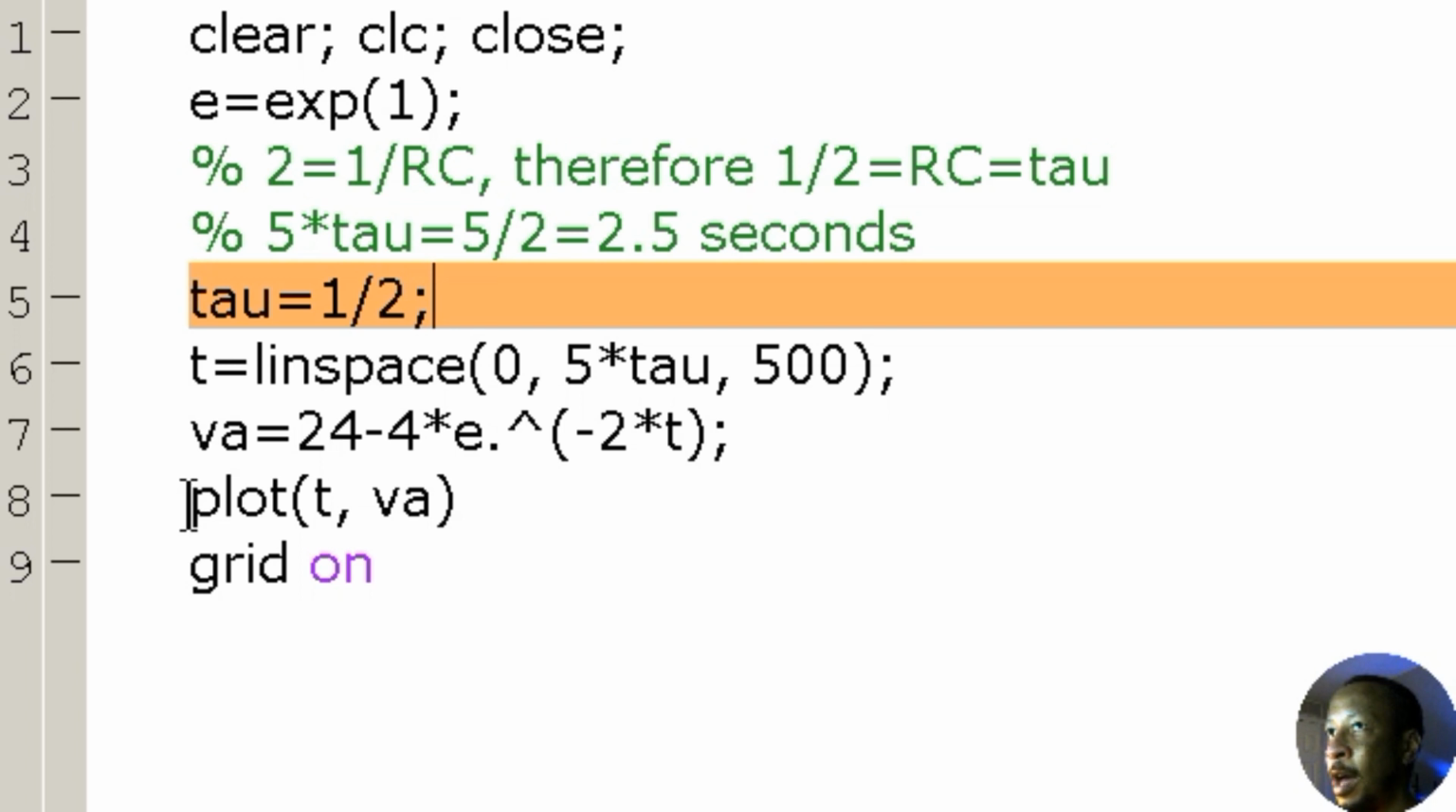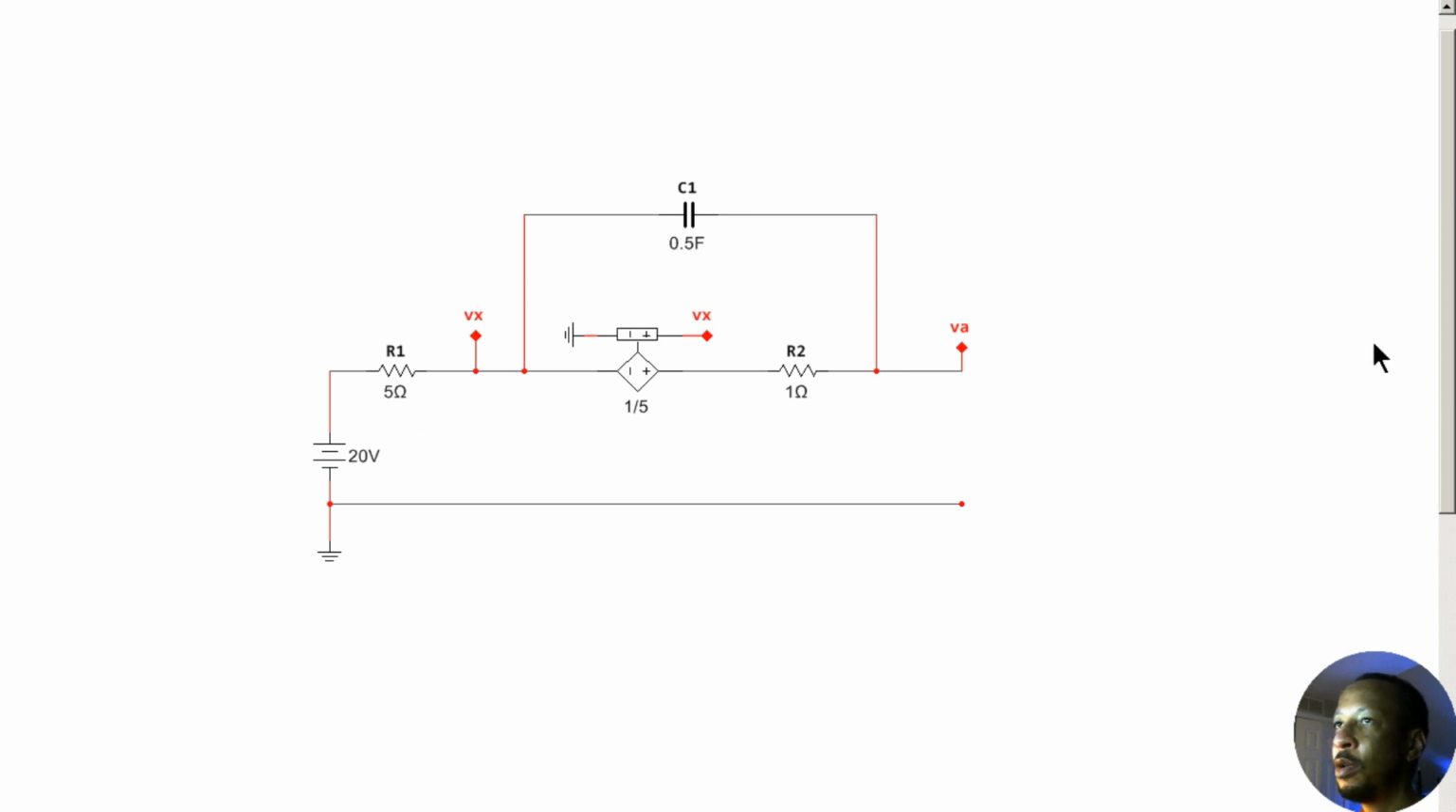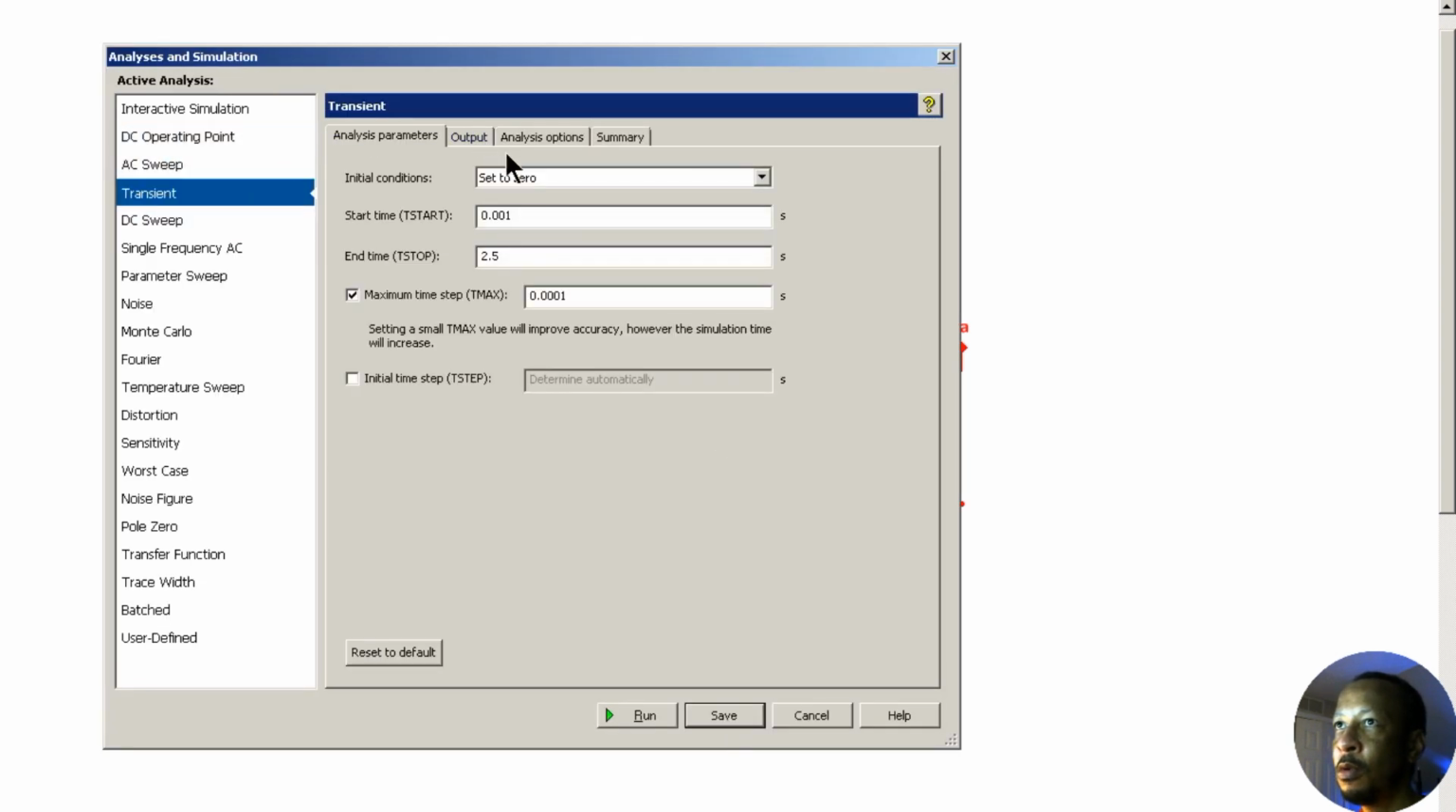Then I'm going to plot t versus VA, and I'm going to have my grid on. So that is my MATLAB script, and then I'm going to plot that, and compare it to my circuit simulator plot. Okay, so here's our circuit, and let's go ahead and do a simulation of that. I'm going to go to transient, and I'm going to say 2.5 seconds there for the t-stop value.